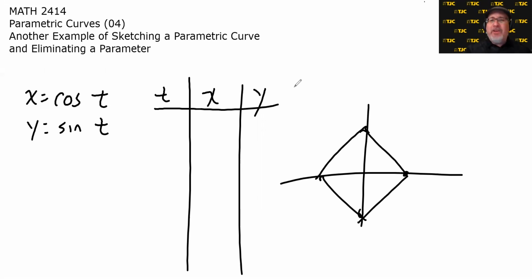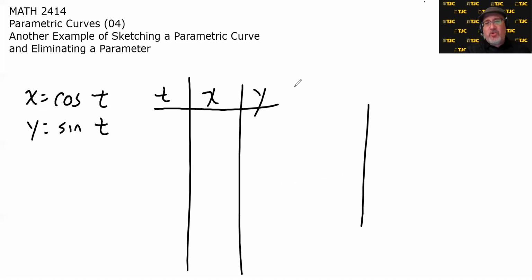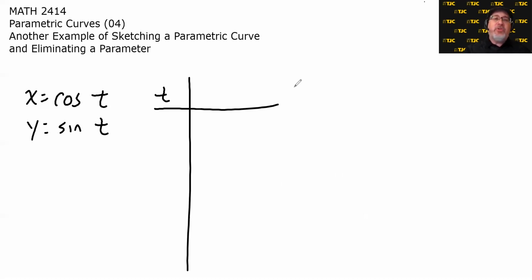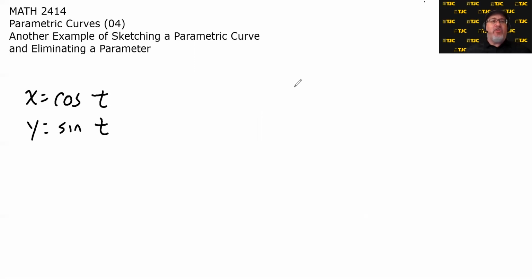But anyway, you would need to get some more points, but you should know what this graph is, because the whole thing that set this off is that it was a circle. So sometimes the best thing to do to sketch a graph is not to just jump into a table of values, but rather eliminate the parameter and then take a look at the equation that you have.